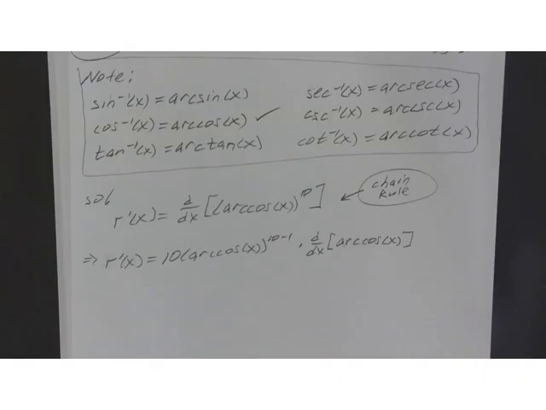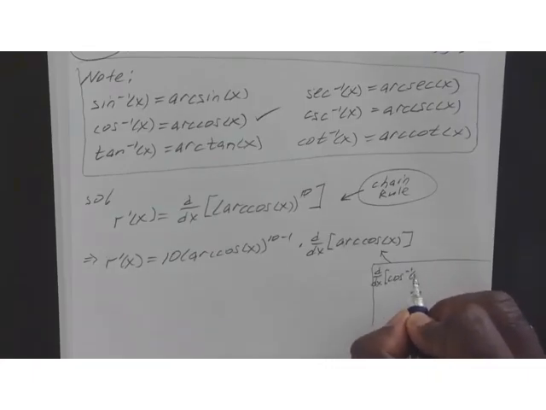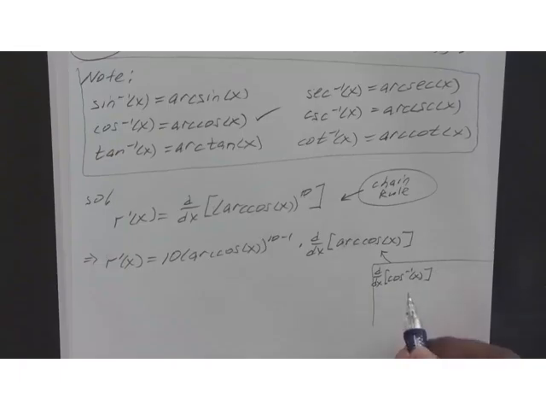Now remember, arc cosine is just cosine inverse. So for this part right here, we just need to know that the derivative of cosine inverse of x is equal to -1 over the square root of 1 minus x squared.